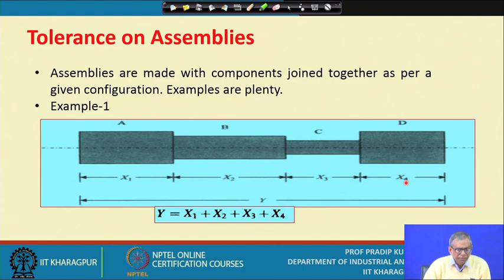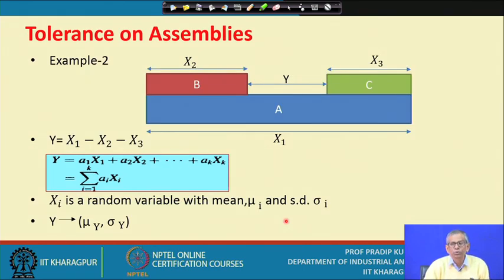Is it okay? Now, when you get the final assembly, you have this shape, and now you have to identify what is the most critical quality characteristic of the final assembly. Supposing the most critical quality characteristic is y, how do you relate y with individual x values? Obviously y is x1 plus x2 plus x3 plus x4. Simple example. Now let us move to the second example, example 2.